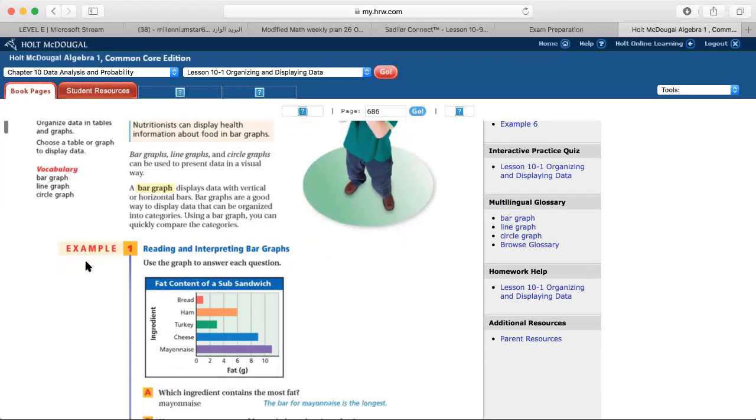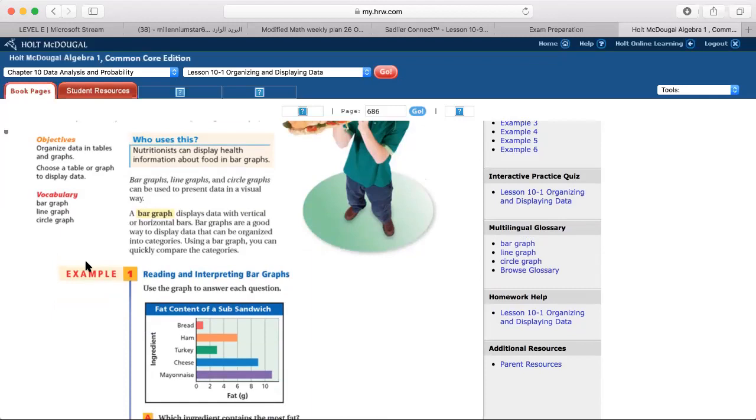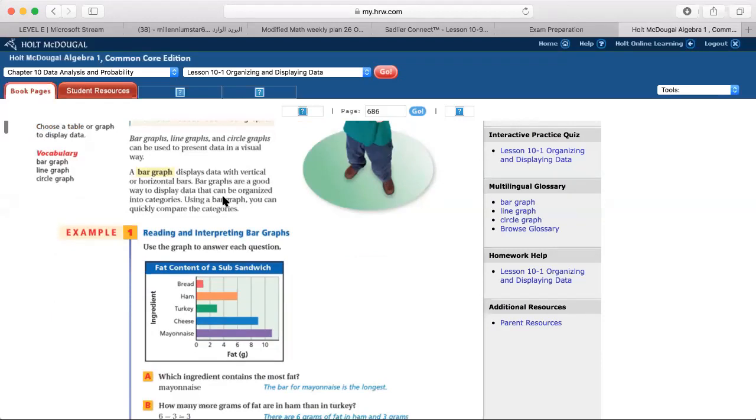Okay, first of all, bar graphs, line graphs, and circle graphs can be used to present data in a visual way. So if I have data and I want to present it in a visual way to be in front of me, I can represent it by a bar graph or line graphs or circle graphs. So we're going to start with the bar graph.